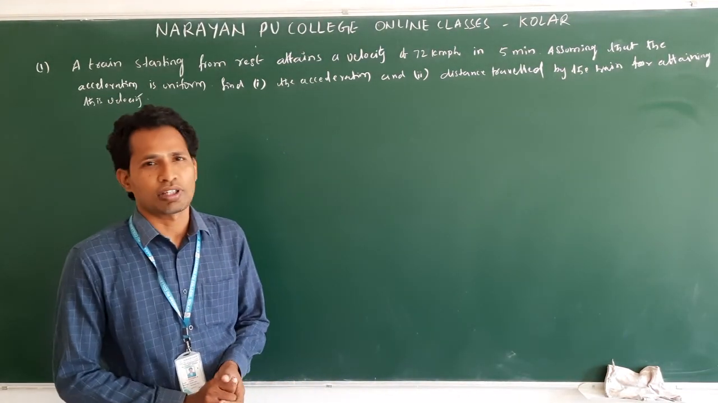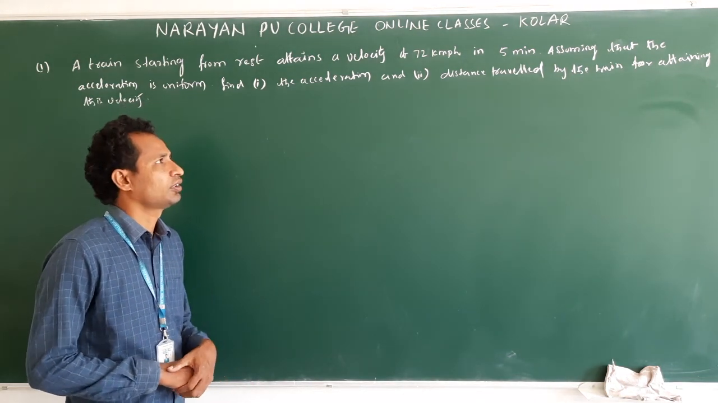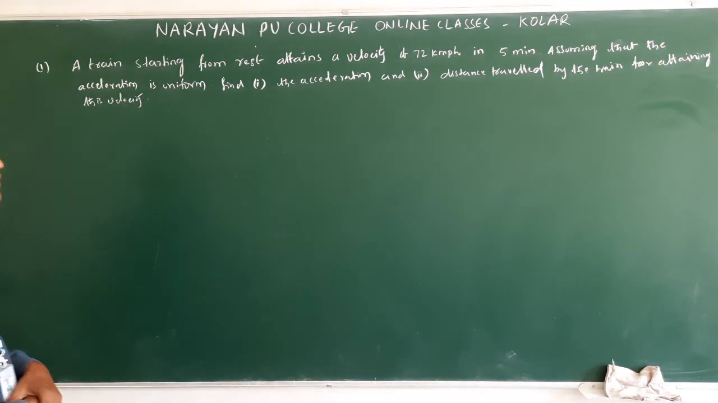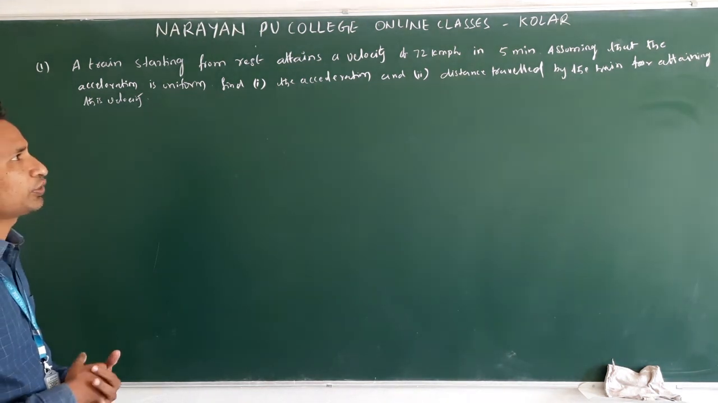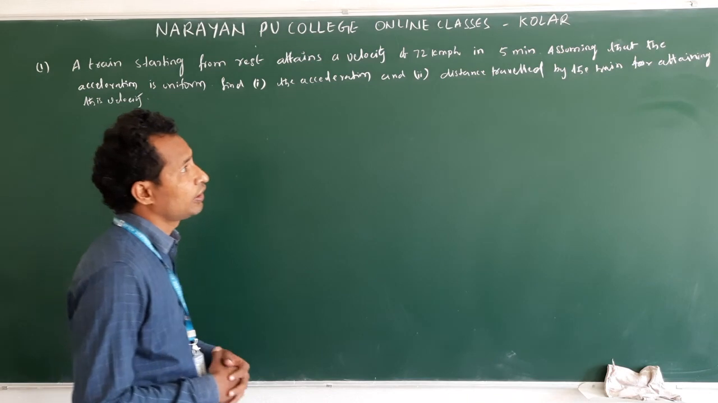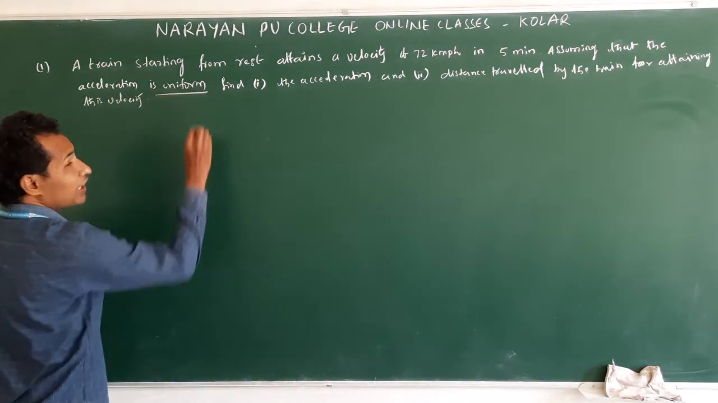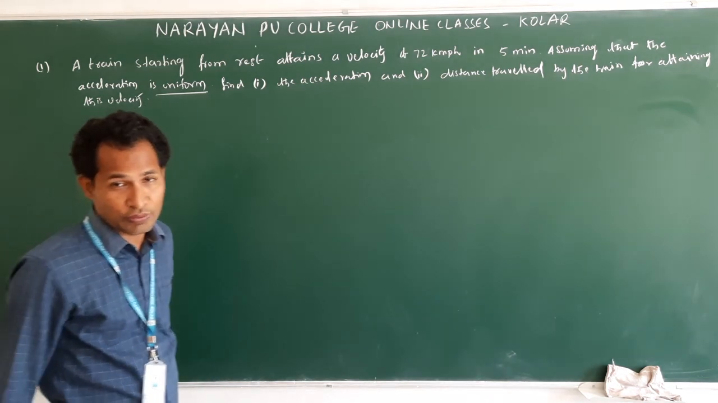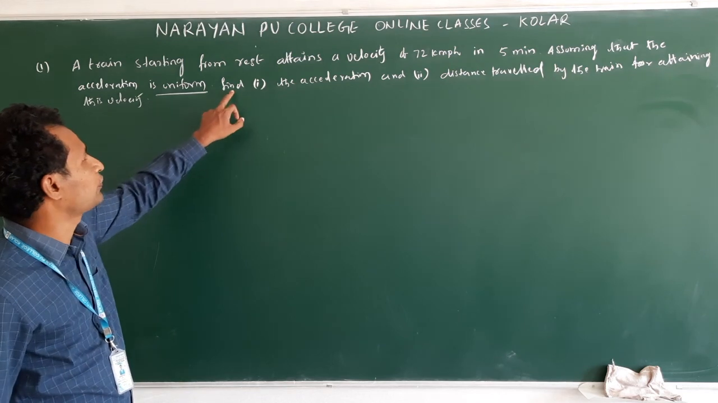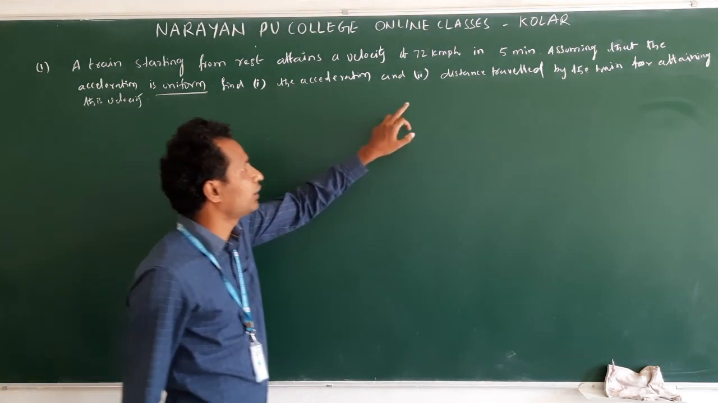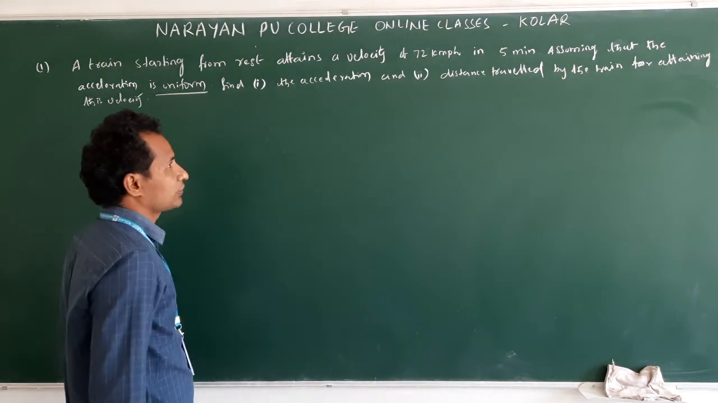Now we will try to solve some problems on three equations. Clear? Now the first problem is, a train starting from rest attains a velocity of 72 km per hour in 5 minutes, assuming that the acceleration is uniform. Already I mentioned, three equations is valid when acceleration is uniform. Find the acceleration and distance traveled by the train for attaining this velocity.